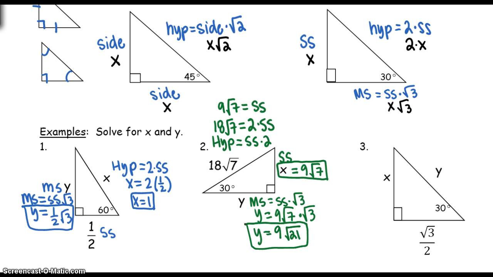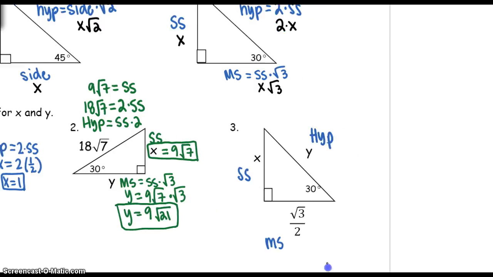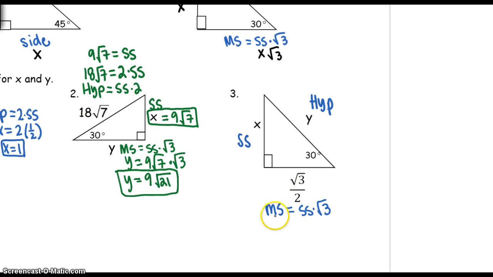Okay? So I'm going to go ahead and move on to number 3. On number 3, we're going to label it again. So there's short side, here's your hypotenuse, and then here's your medium side. So let's work on this one. I know my medium side is the short side times root 3. So my medium side here is root 3 over 2. So root 3 over 2 equals the short side times root 3.